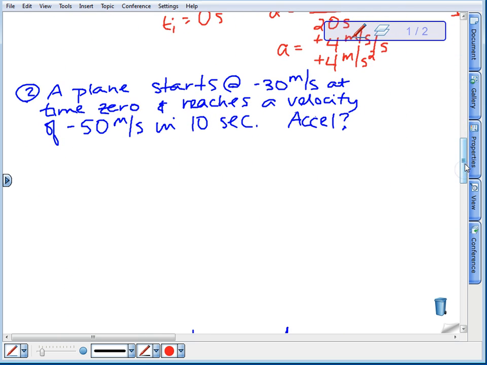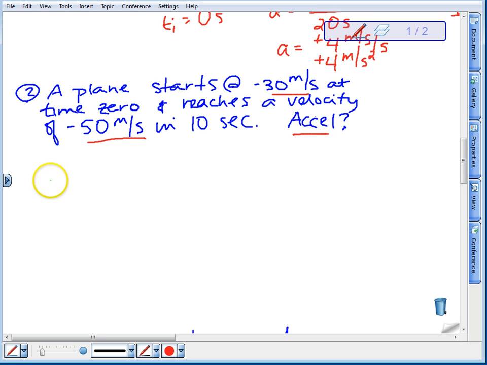Okay, let's look at this one. A plane starts at negative 30 meters per second at time 0 and reaches a velocity of negative 50 meters per second. Okay, so right there, I'm starting at negative 30 meters per second and moving to negative 50 meters per second. Right there, I know I am speeding up because I'm going from a speed of 30 meters per second to a speed of 50 meters per second in a negative direction. So I know I'm speeding up. Since my velocity is negative and I'm speeding up, I should get a negative acceleration. Let's look and see if we do.